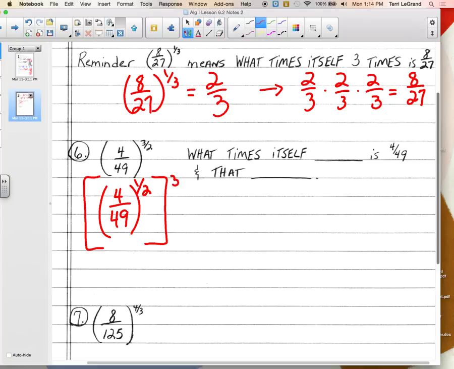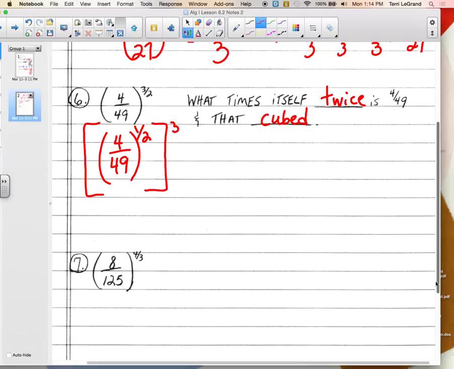So, what times itself twice is 4 49ths? That's the first thing we're going to look for. What times itself twice is 4 49ths, and that cubed. So let's look for the square root, in other words, of 4 49ths. So remember how they can each have their own power of 1/2. So what we're looking for here is what times itself is 4, what times itself is 49. Riley? 2 and then some.